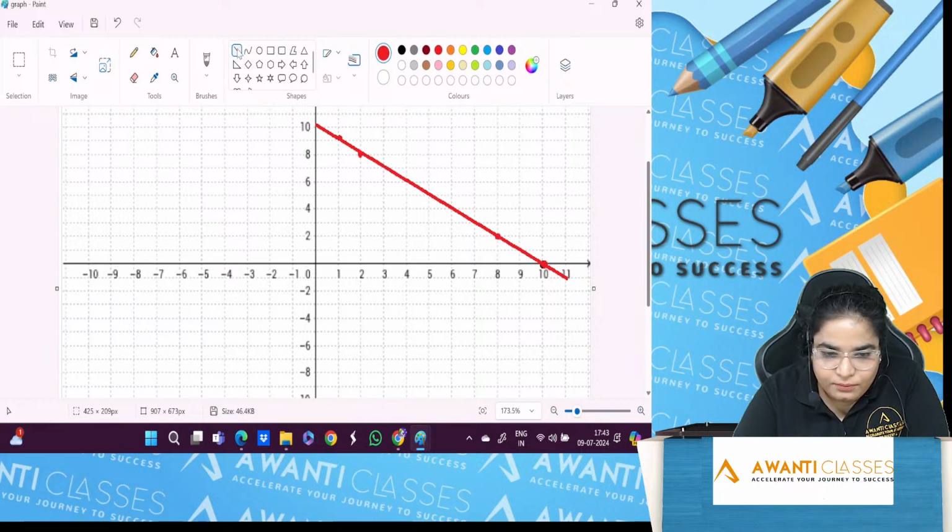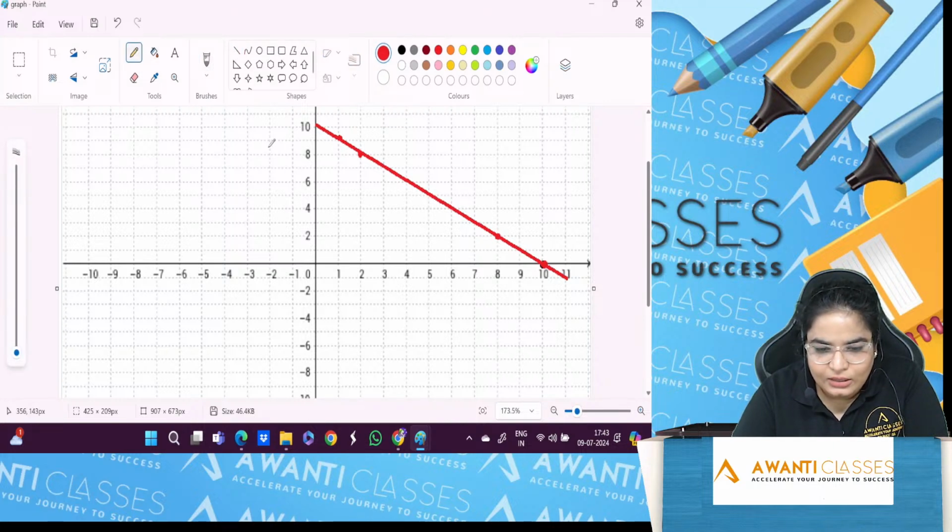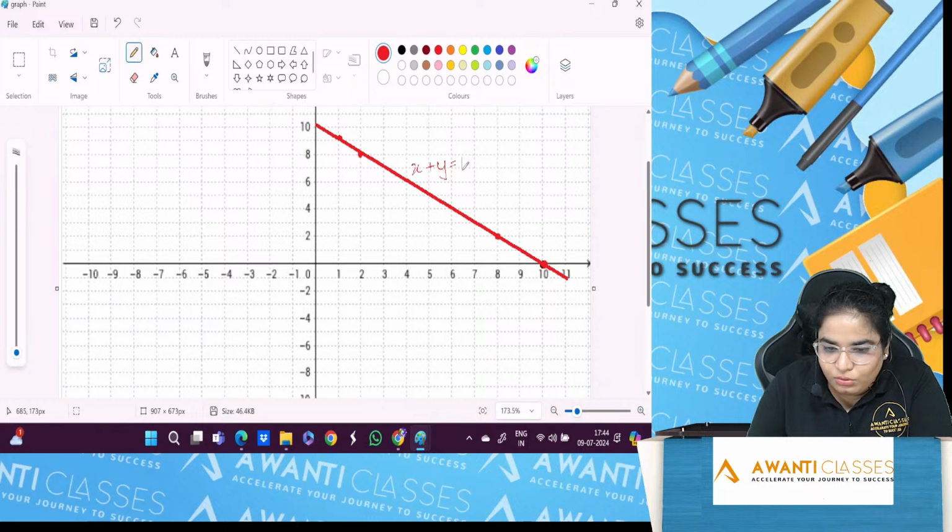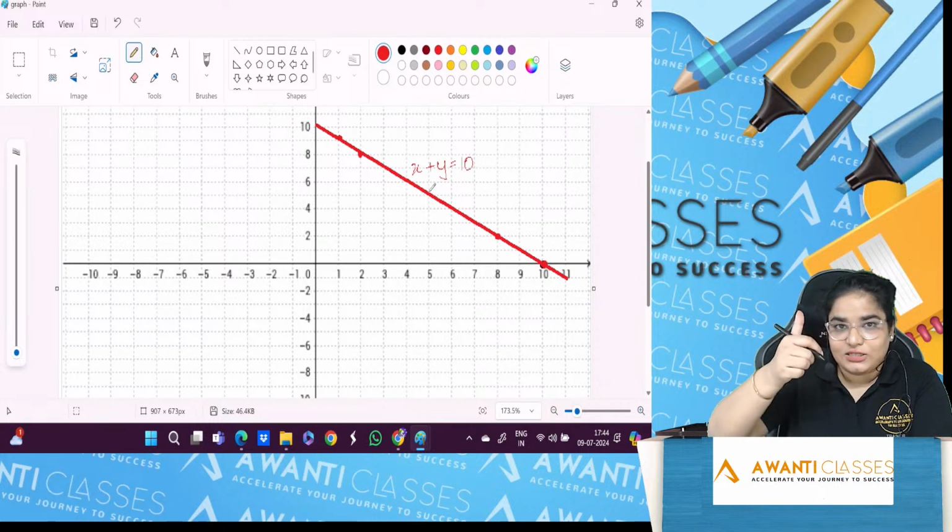That line is how you can plot an equation. This line here is called x plus y is equal to 10. Okay, what does this mean? That means any point on this line will satisfy the equation.